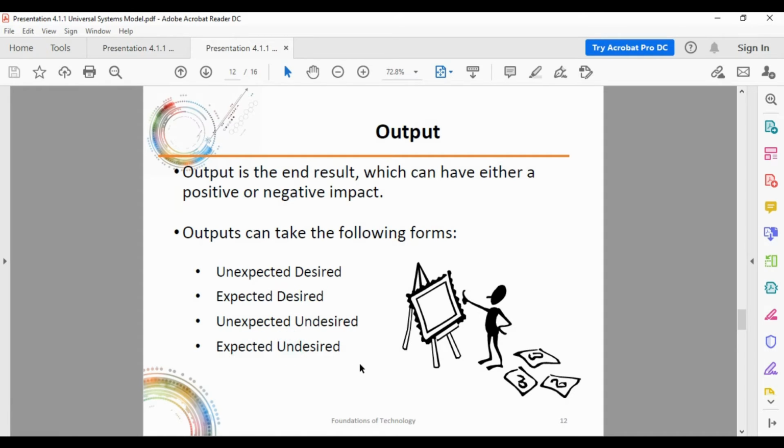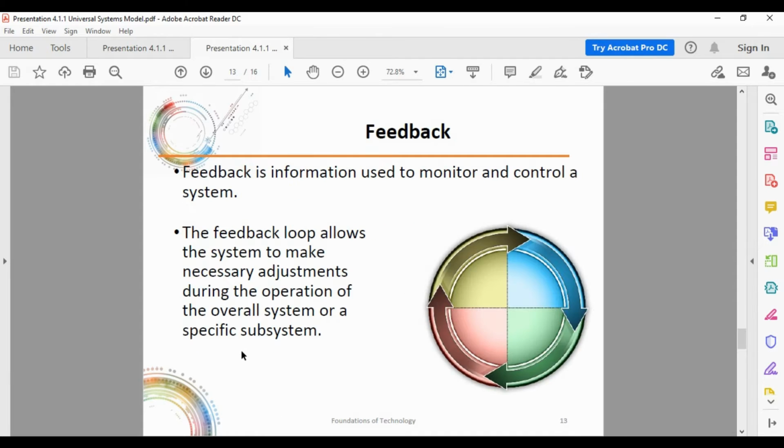And then expected undesired. This is when something is intentionally done where the outcome isn't necessarily favorable. It's rare that you go into a project this way with an expected undesired. Usually that's something that transitions over in the future.